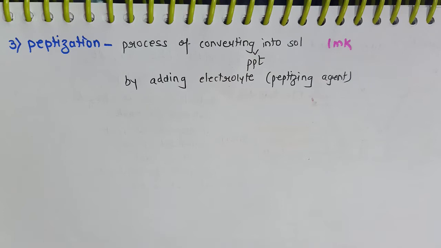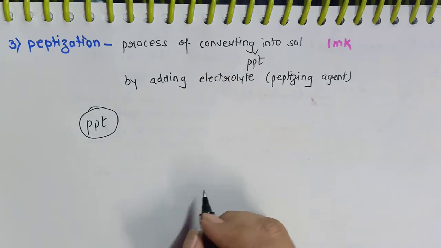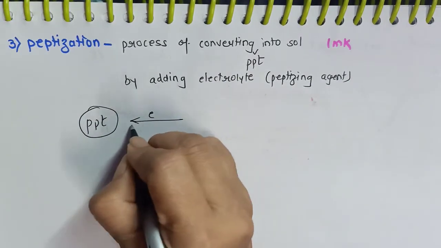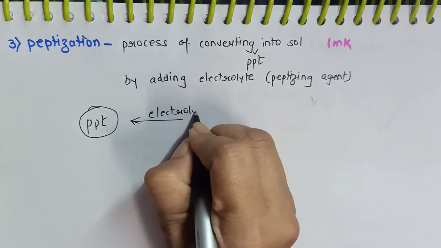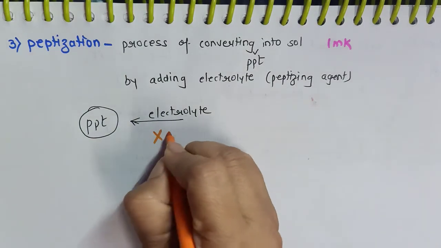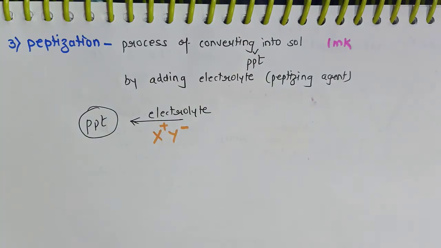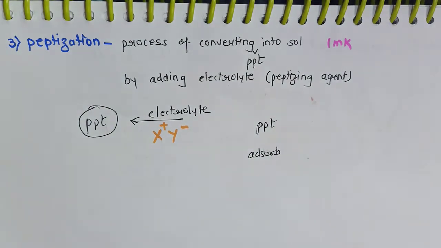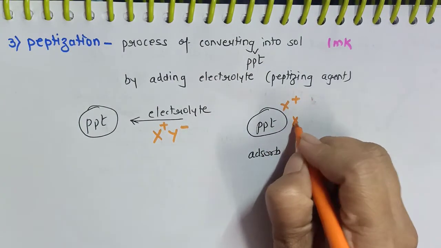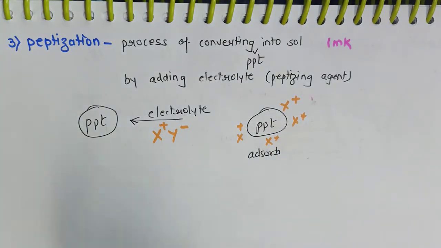Now the question is how the precipitate is converted into sol. Suppose I have any precipitate with me, how can I convert it into a sol? Here I told you that by adding some electrolyte. Now we know electrolyte will have some charge on it. For example, I am adding electrolyte XY. It will have charge on it, let's say X plus and Y minus. Now this precipitate will adsorb any one of the ions from electrolyte. Let's say it is adsorbing positive charge. Now there will be many such molecules of precipitate.